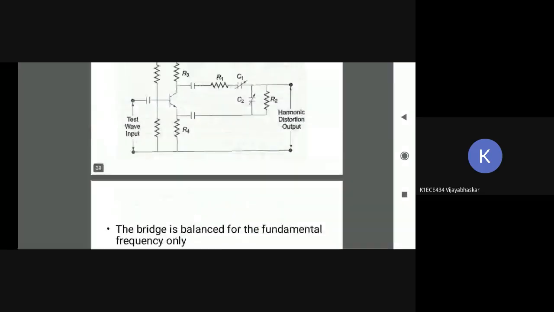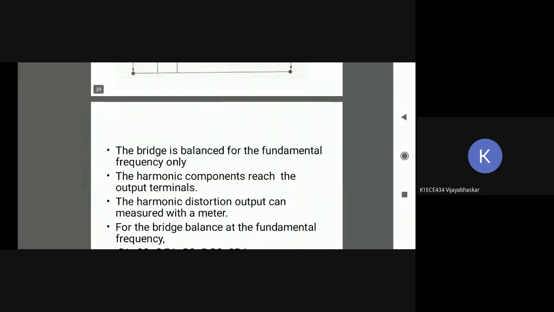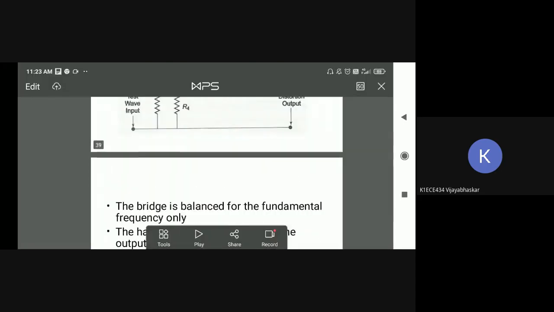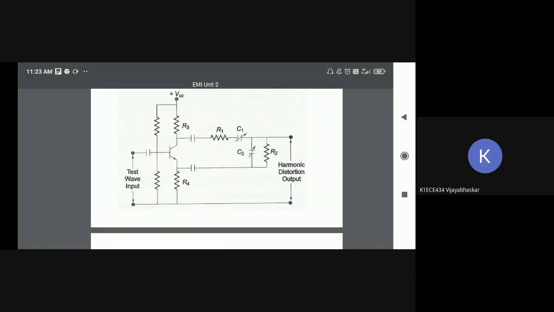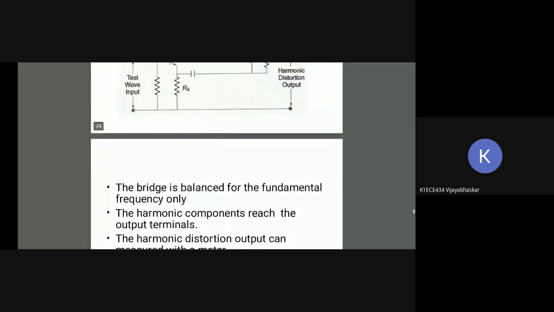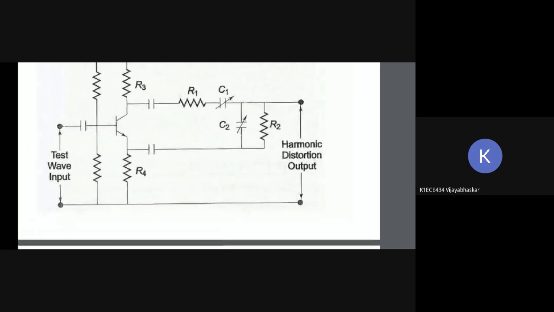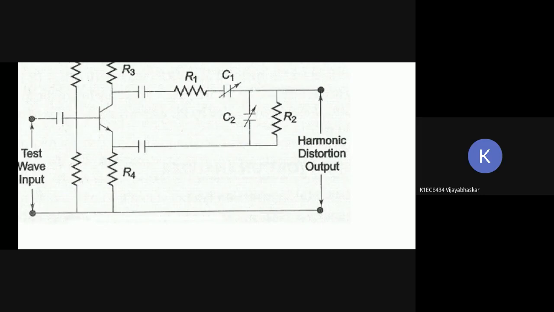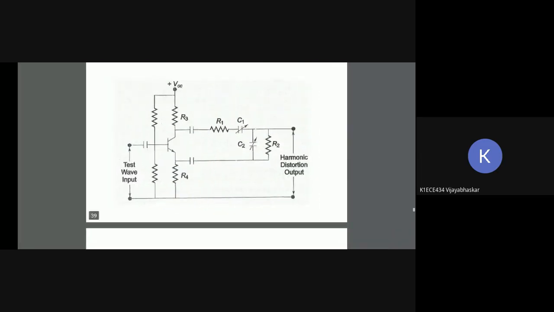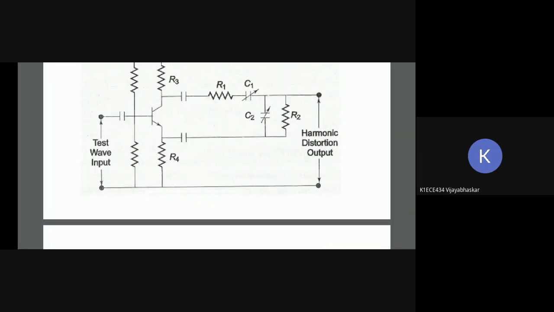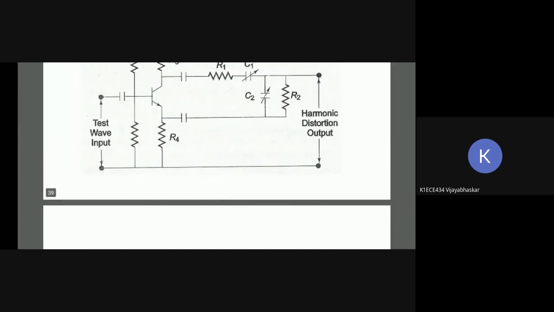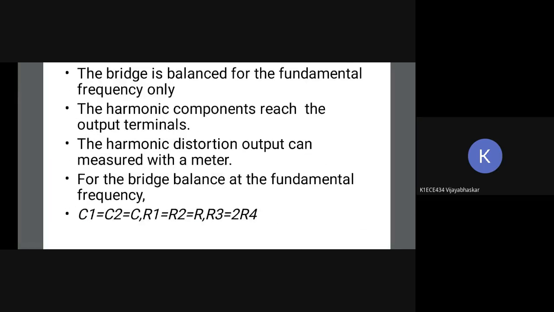Students, so from this diagram, we are discussing the following points. The bridge is balanced for the fundamental frequencies only. And the second point is about the harmonic component reaching the output terminal. And if you observe at the output terminal, harmonic distortion output is there. So this means the harmonic distortion signal can be observed at the output terminal. So how to observe this harmonic distorted signal? By using one meter, we observe this harmonic distorted signal.